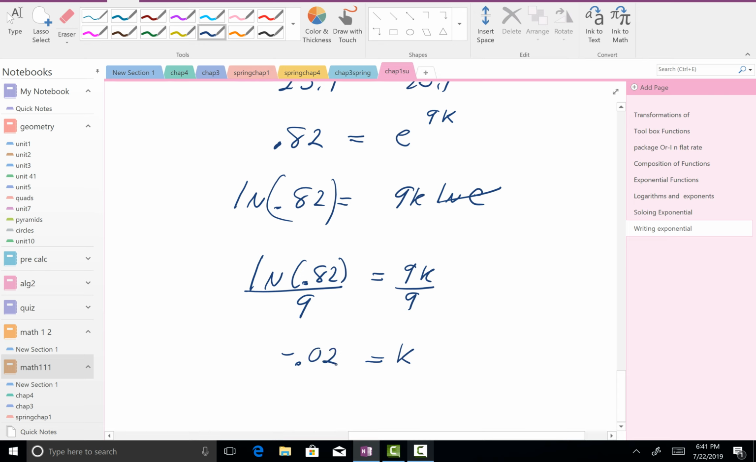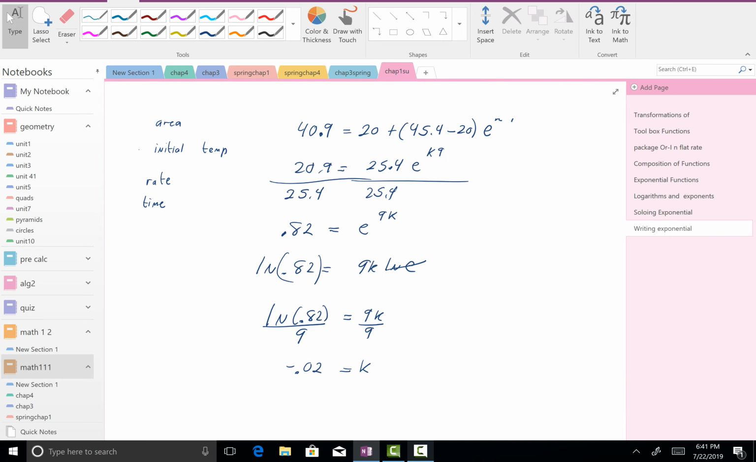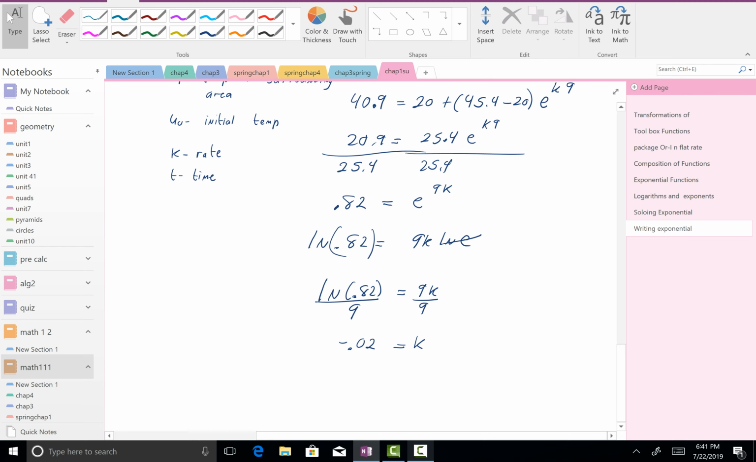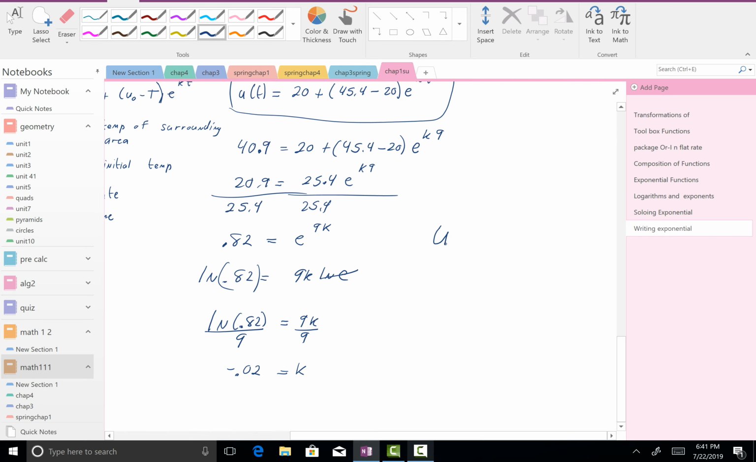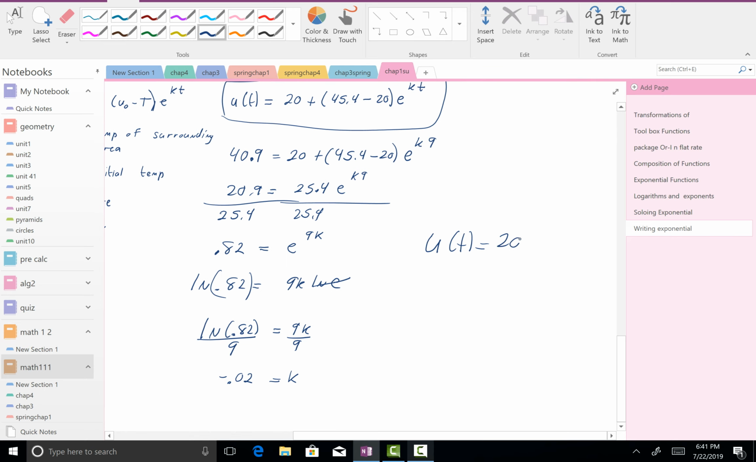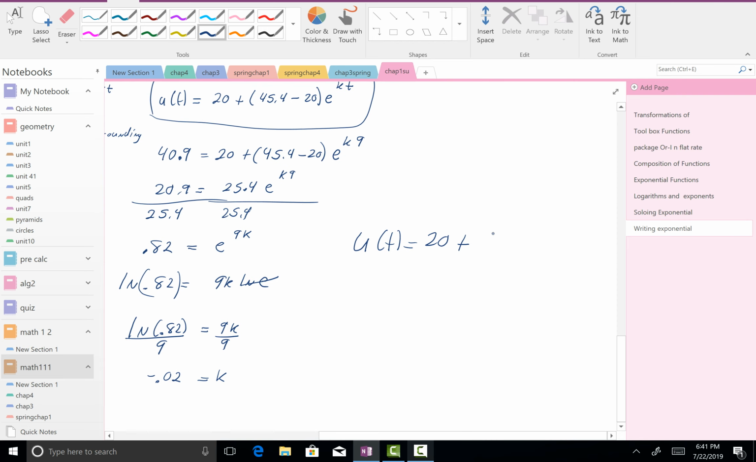Well, that tells us what our equation is altogether now. All right, so that means we could ask, oh, well, gee, how long is it going to take to get to 30 degrees or whatever you want. Okay, so u sub t is equal to 20. Again, that's what I'm assuming the temperature is in the room.